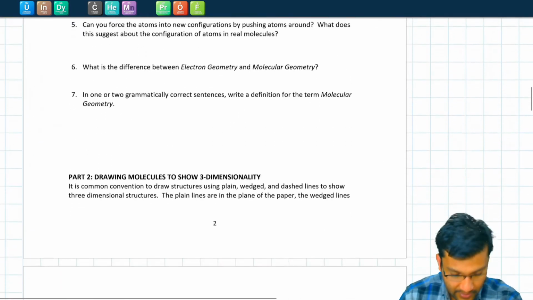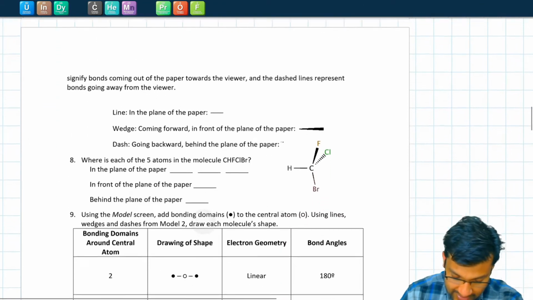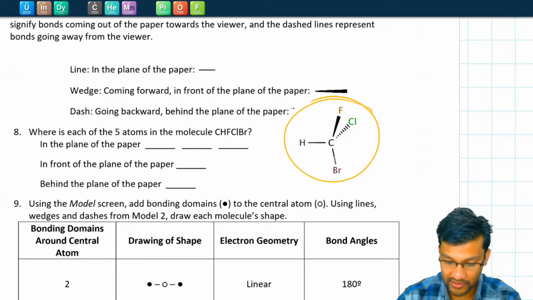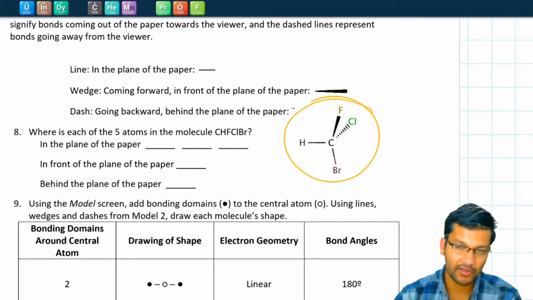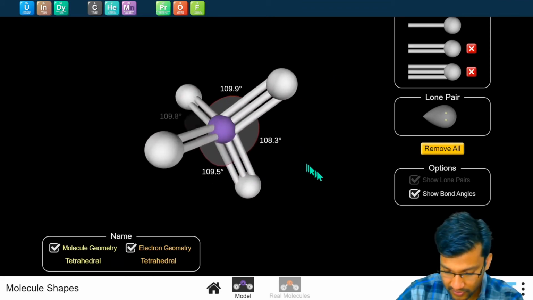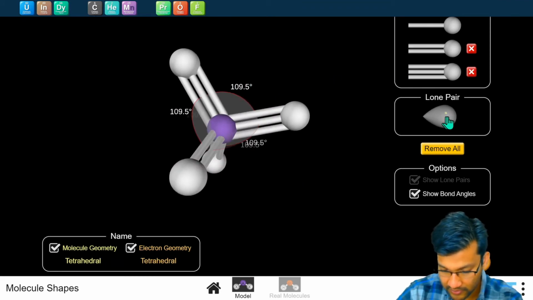Now, the other thing I wanted to talk about was this idea of representing molecules on a page, because usually when we're looking at things, we don't have nice, fancy simulations like this that we can scroll around with and see the geometry of the molecule, for example.